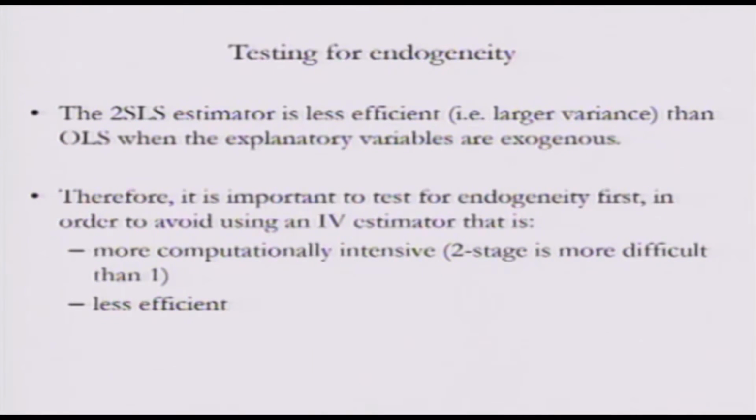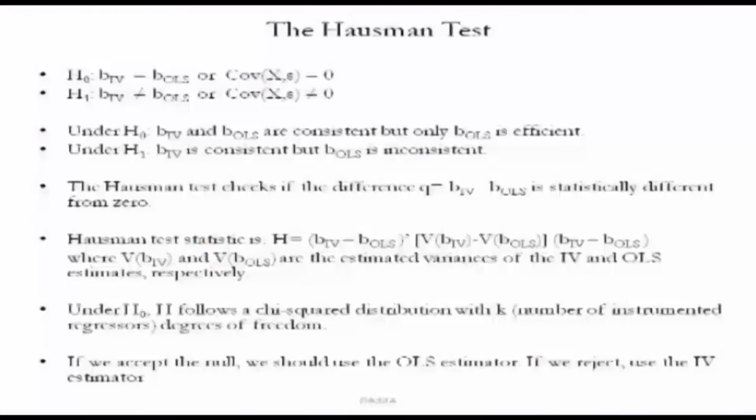So, what you need to do is to test for the endogeneity of the explanatory variable X. It is important to test for the endogeneity first in order to avoid using an IV estimator. Why do you want to avoid using an IV estimator? A, because IV is computationally more intensive. You are running it in 2 stages as opposed to the linear regression where you have only one regression, and it is less efficient.